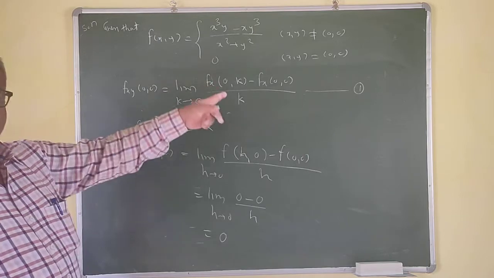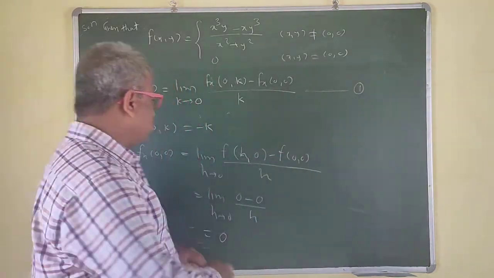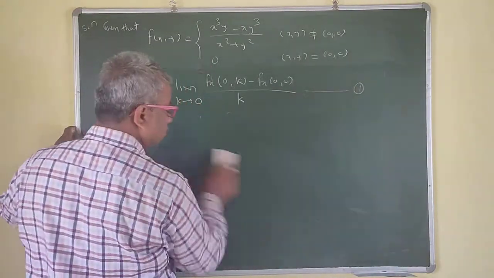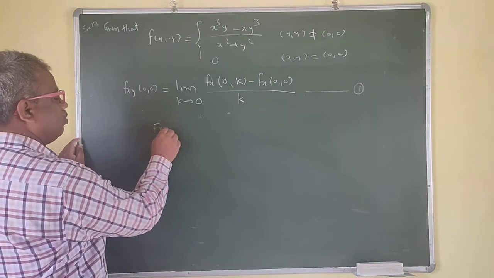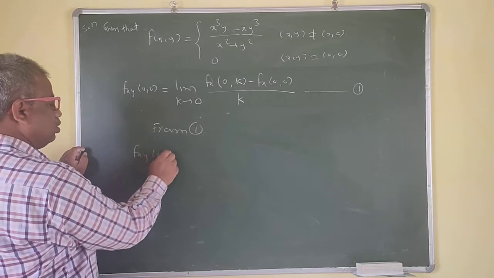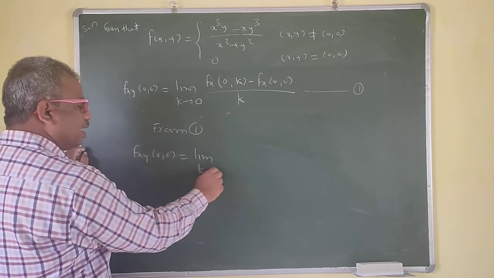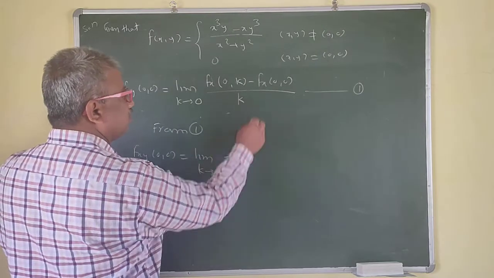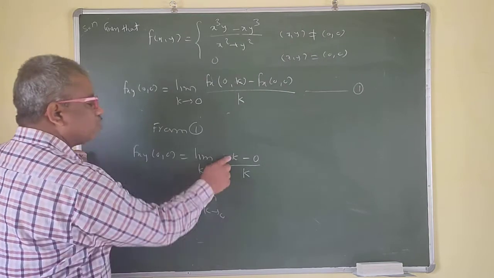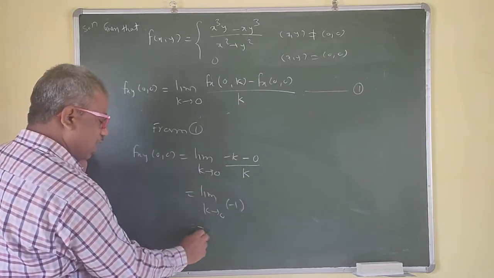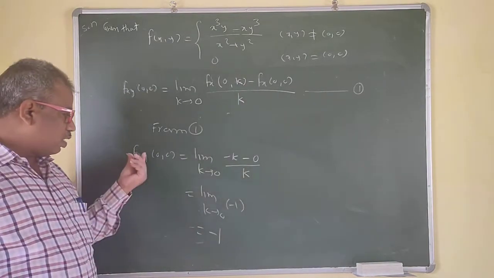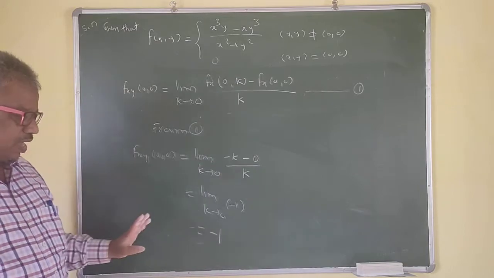So we will put these values in 1. From 1, fxy(0,0) is equal to the limit as k tends to 0 of [minus k minus 0] upon k. So this is the limit as k tends to 0: minus k upon k is minus 1. Right? And the limit of a constant is constant. So this is minus 1. This is what we wanted to prove. The question is: show that fxy(0,0) is equal to minus 1. That means we are true.